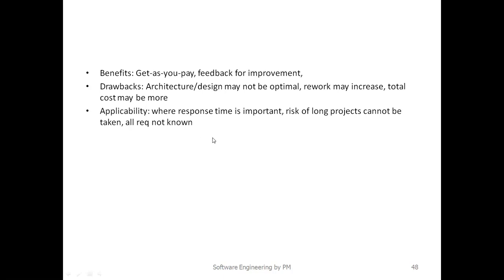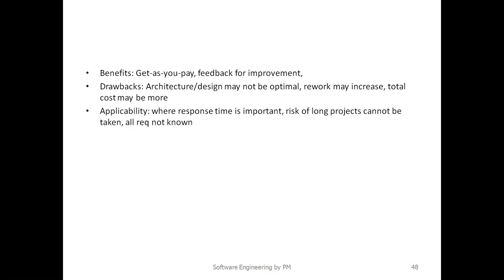So this iterative model cannot be used for a very big project or a lengthy project, because it is already time consuming, and if you go for this, it may even increase the time limit to complete that work. So that is the idea behind this iterative model.